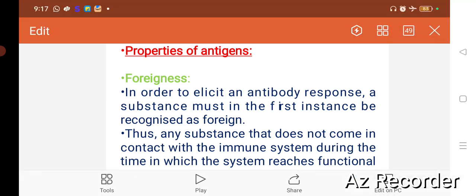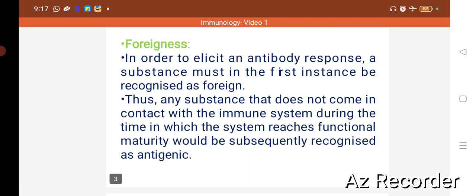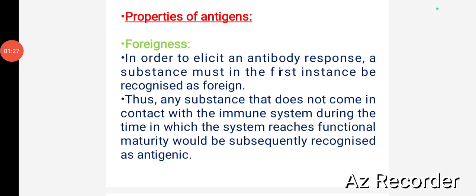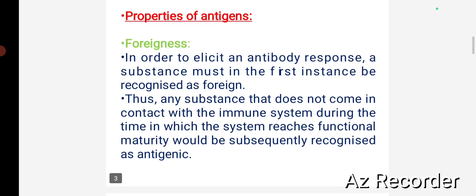Antigen has different properties. First one is foreignness. In order to elicit an antibody response, a substance must in the first instance be recognized as foreign. Any molecule entering our body is generally considered a foreign substance. Thus, any substance that does not come in contact with the immune system during the time in which the system reaches functional maturity would be subsequently recognized as antigenic. Those molecules are called antigenic.